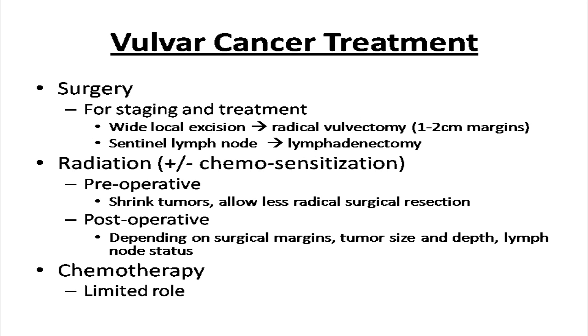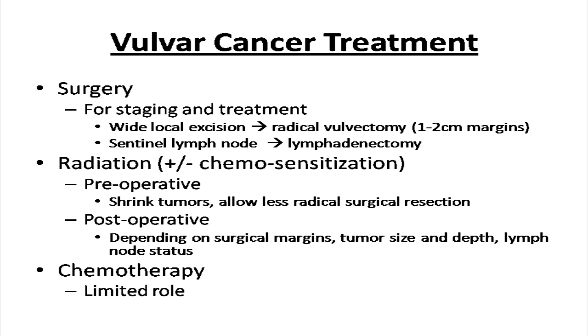The treatment for vulvar cancer relies heavily upon surgery. Surgery has two purposes at the minimum. One is for comprehensive staging, and two is for treatment. Surgery can range, depending on the size of the lesion, to between a wide local excision or radical vulvectomy, where the entire skin of the vulva is removed. The goal, regardless of surgical type, be it more conservative or more aggressive, is to obtain 1 to 2 centimeters of negative margins. Additionally, at the time of surgery, evaluation of the lymph nodes is crucial.